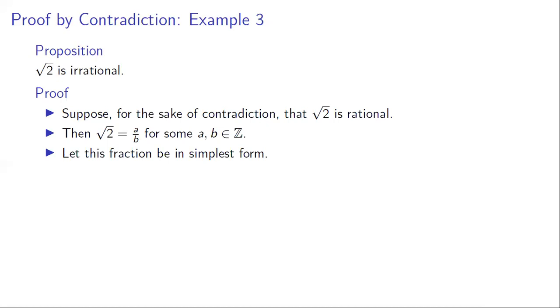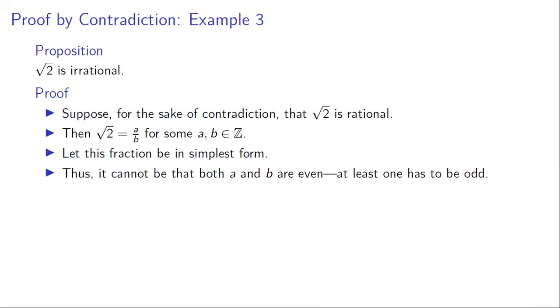There's a pretty simple algorithm for converting a fraction to simplest form. If you want a very efficient algorithm, it's more complicated, but if you don't care about efficiency, you can make a very straightforward algorithm. Just keep dividing by 2 as long as a and b are even, until one of them is odd. Anyways, you don't have to understand that algorithm, but the idea is every fraction can be put into simplest form. So let this fraction, a divided by b, be in simplest form, whatever it is. We don't know what a and b are, but let that fraction be in the simplest form.